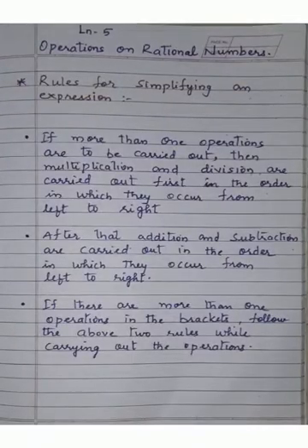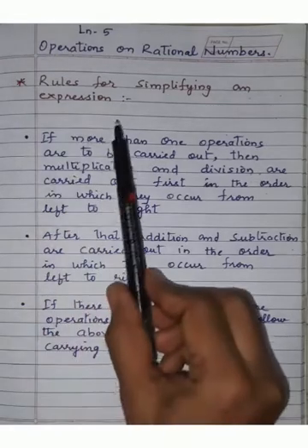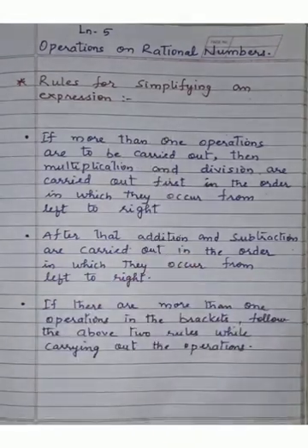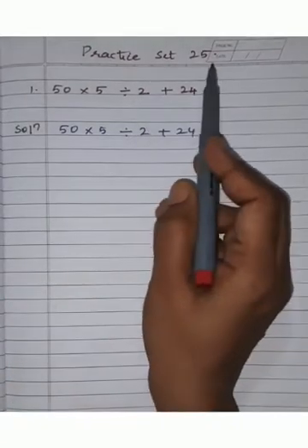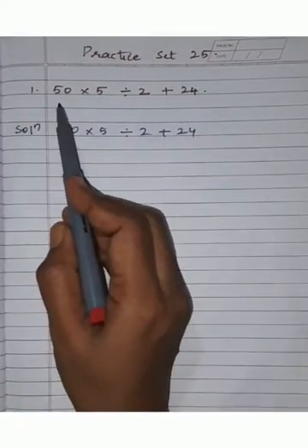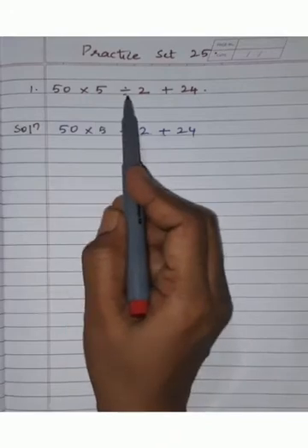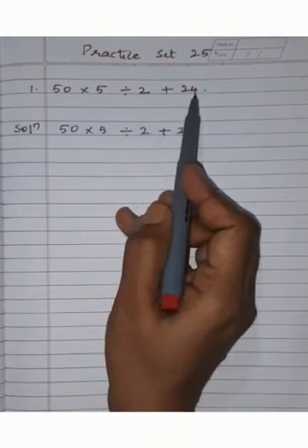Now students, let us try to understand the rules which are used to. Now students, let us start with our practice at 25. Our first sub question is 50 multiplied by 5 divided by 2 plus 24.